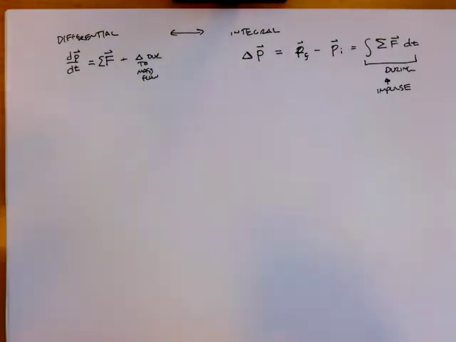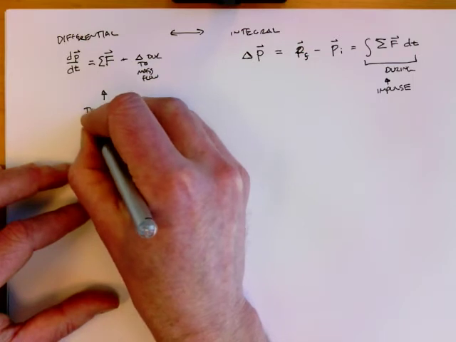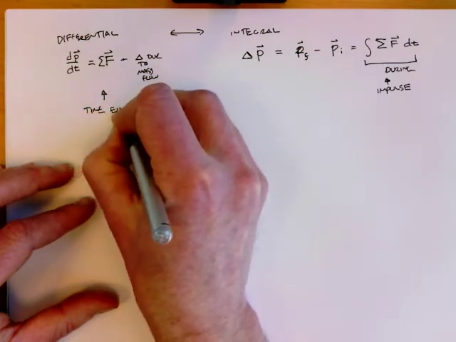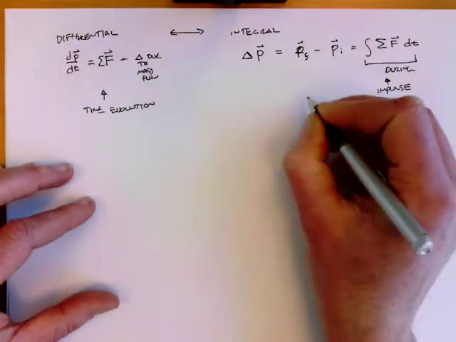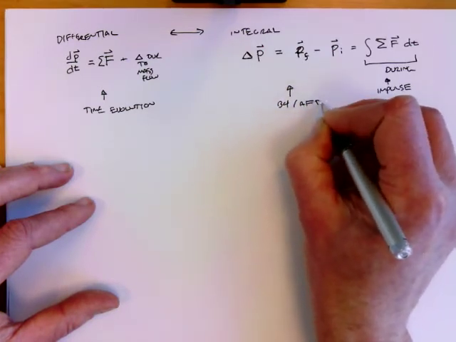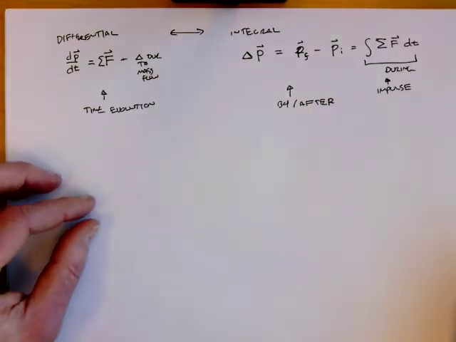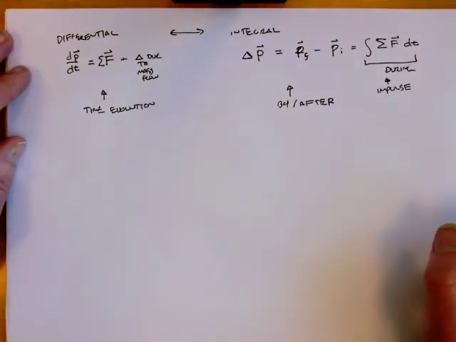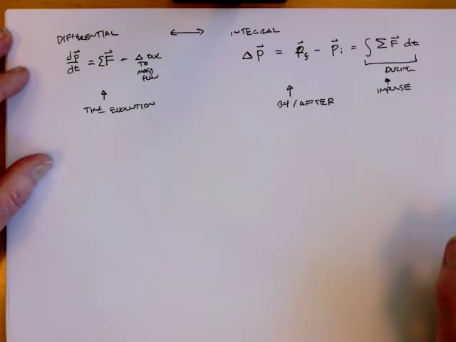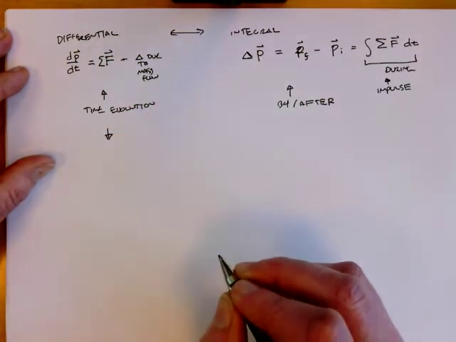Depending on the situation, if you want to find how things evolve in time, having the differential equation is pretty useful. If you want to use a before and after framing, where you're just interested in what things look like before the event and what things look like after the event, the integral formulation is more useful. Well, the same idea pretty obviously applies to angular momentum as well.